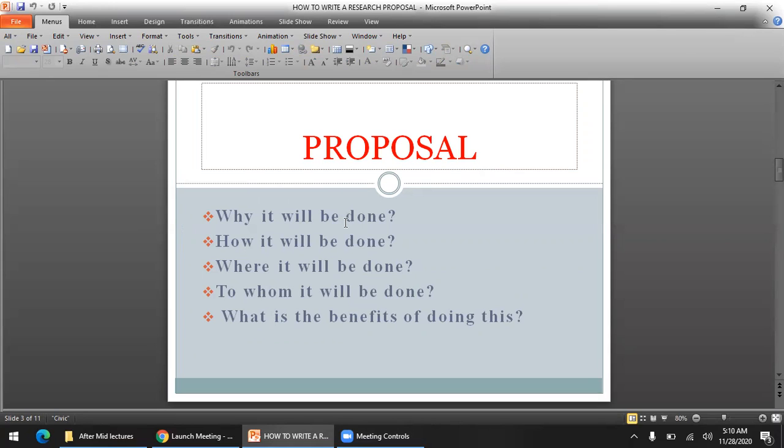ये क्यों किया जाएगा? How will it be done? ये कैसे होगा? Where will it be done? ये कहाँ होगा? And to whom will it be done? ये किससे किया जाएगा? And what are the benefits of doing this? ऐसा करने से क्या फायदा? So a researcher must have these questions in mind. After that, they will write a research proposal.